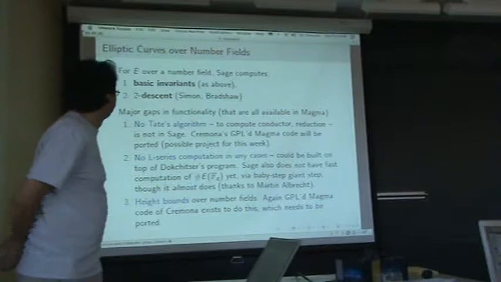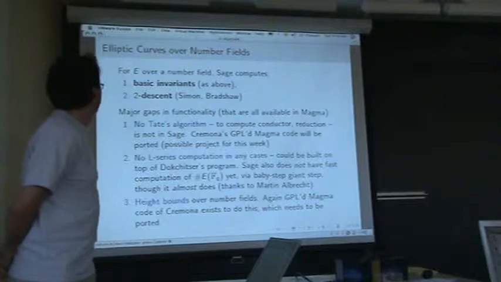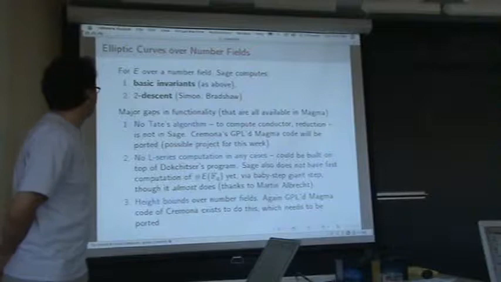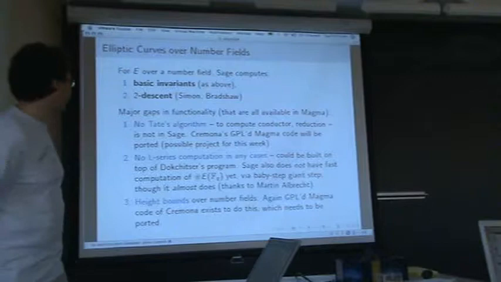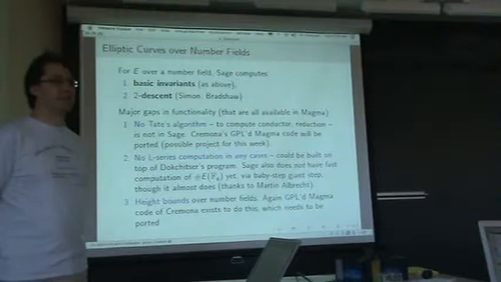Okay, so for elliptic curves over number fields, here's the situation. At first you can compute the basic invariants as above, except not the conductor, as you'll see in a minute. And you can do two-descents, mainly using Denis Simon's two-descent program. I'll show you an example of that in a minute. So if you have an elliptic curve over a number field, you have some hope of computing the Mordell-Weil group. But you can't actually even compute the conductor. You can compute the j-invariant and a few other things. But functionality for elliptic curves over number fields is kind of limited.